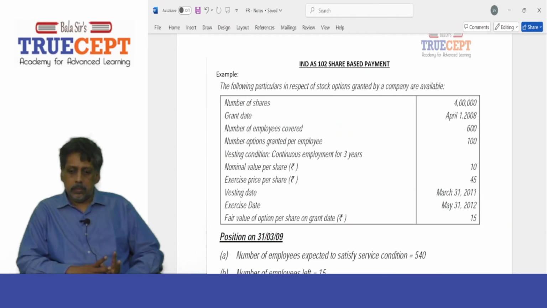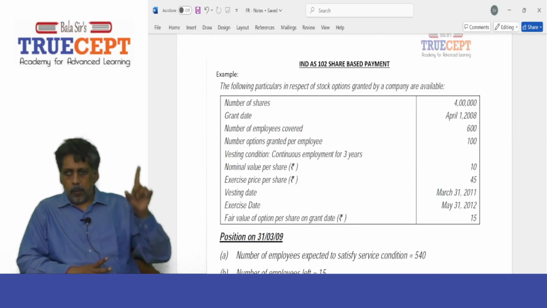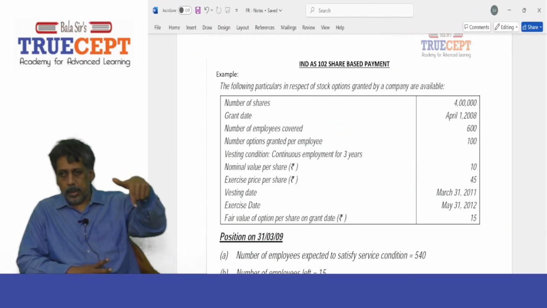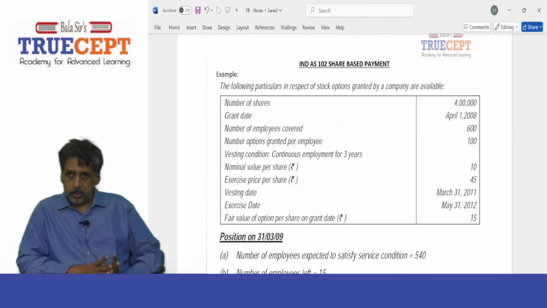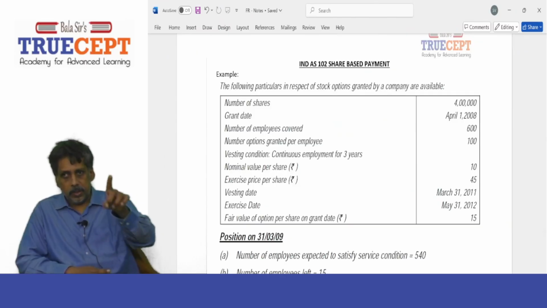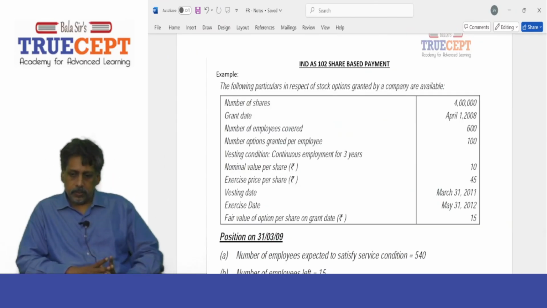Vesting date 31st March 2011, that is at the end of third year. Exercise date 31st May 2012. So that means the employees will have to buy the shares by May 2012. Okay, should be March 2012. That's a printing mistake in the question itself. Next. Fair value of option per share on grant date is 15 rupees.